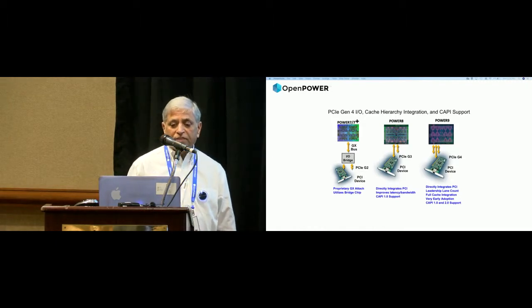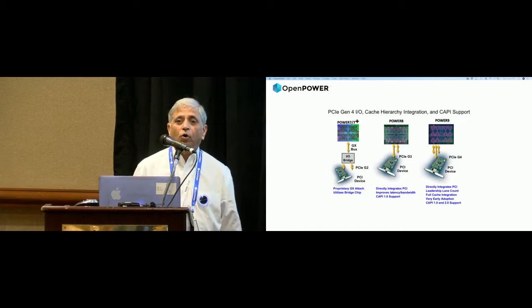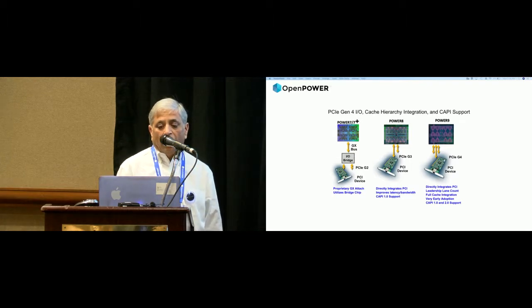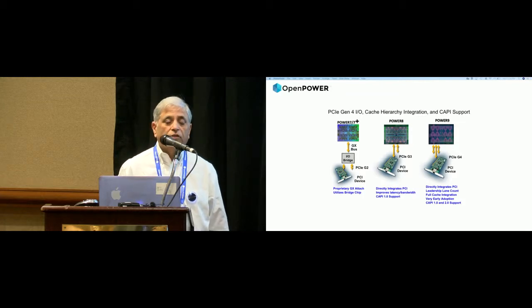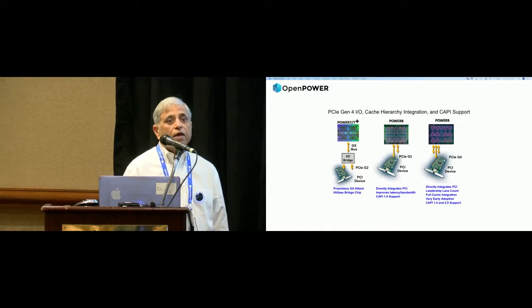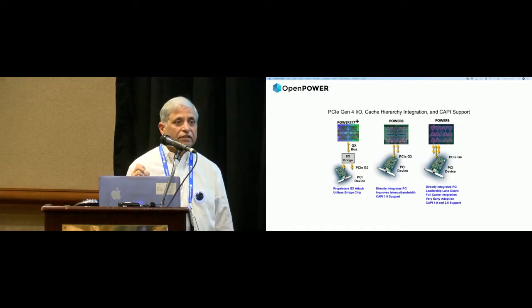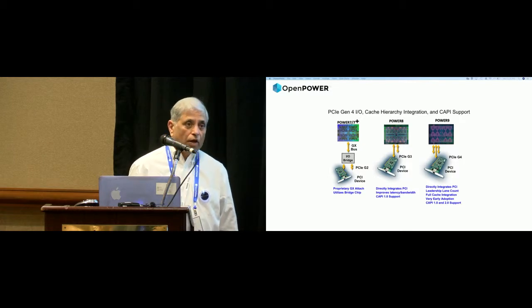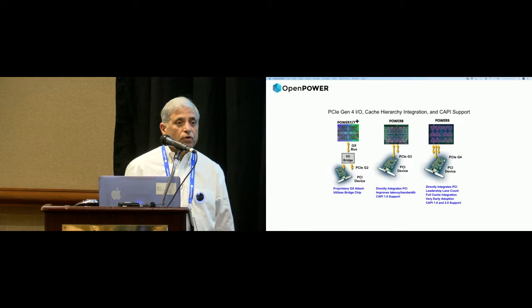We had Power 7 Plus. At that time, the I/O bridge was actually a discrete component, a separate chip, attached through the memory GX bus of the system. And then we had PCI slots from that, and that was PCI Gen 2. In Power 8, we did two major enhancements. One is directly integrating the PCIe root complex into the processor chip itself. That gave a pretty good latency and performance boost. And also PCI Gen 3. And CAPI 1.0 got introduced also.